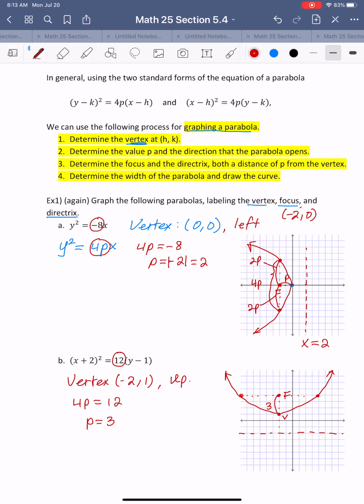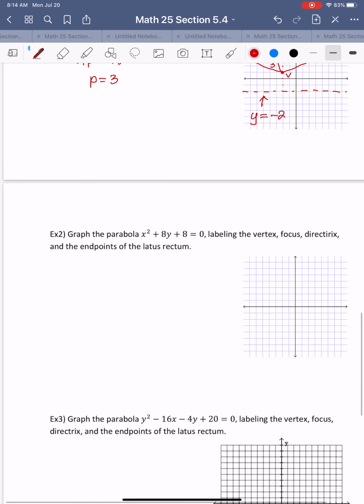Okay, so the directrix is y equals -2. The focus we have is (-2, 4), 1, 2, 3, 4. So 4. Okay, all right, go to the next one.